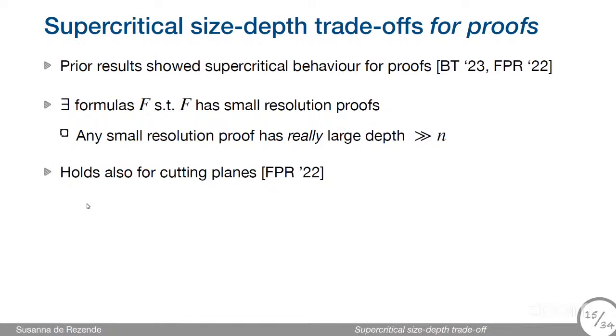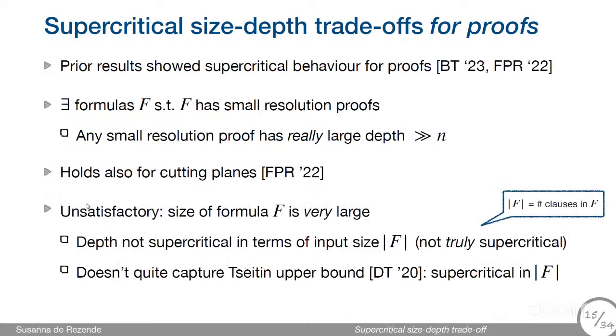But these were not completely satisfactory because the size of this formula was super large. So the depth was not really supercritical in terms of the size of the formula, the number of clauses in the formula. We introduced this notation. It wasn't truly supercritical in the input size, and it doesn't quite capture Satan, the Satan upper bound, where it is actually supercritical in the size of the formula.